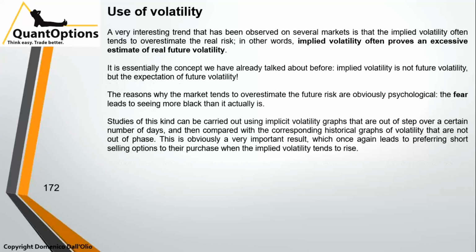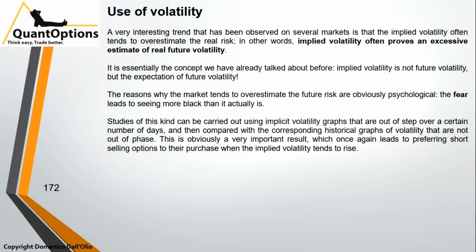A very interesting trend that has been observed on several markets is that the implied volatility often tends to overestimate the real risk. In other words, implied volatility often proves an excessive estimate of real future volatility. It is essentially the concept we have already talked about before. Implied volatility is not future volatility, but the expectation of future volatility. The reasons why the market tends to overestimate the future risk are obviously psychological. Fear leads to seeing more black than it actually is.